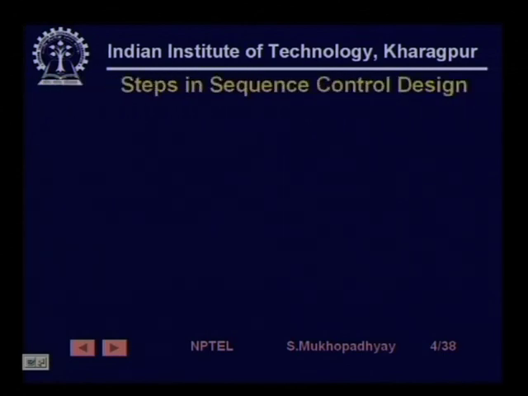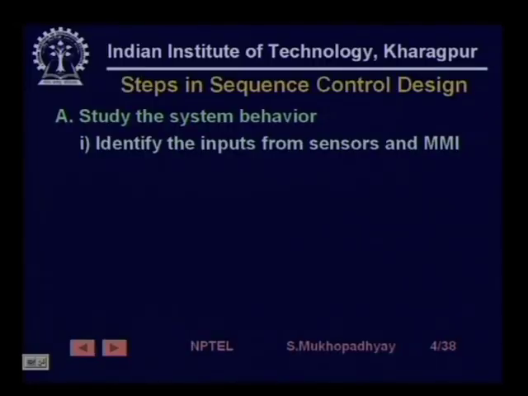Now let us go through the basic broad steps in sequence control design. First step is to study the system behavior. This is a very critical step, and most of the errors that happen in any programming exercise, not only this kind of industrial automation programming, mainly arise from the fact that the programmer or the developer did not understand the system well.